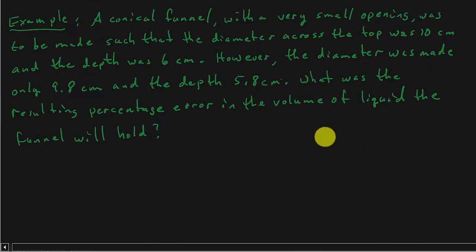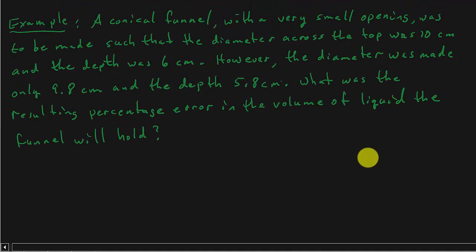It says a conical funnel with a very small opening was to be made such that the diameter across the top was 10 centimeters and the depth was 6 centimeters. However, the diameter was made only 9.8 centimeters and the depth 5.8 centimeters. What was the resulting percentage error in the volume of liquid the funnel will hold?